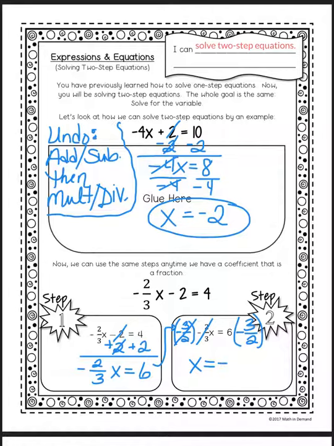Then to multiply a fraction times a whole number, we take the whole number, divide it by the denominator, which is 2. So 6 divided by 2 is 3. Then multiply that by the numerator 3, which is 9. So the answer is negative 9.